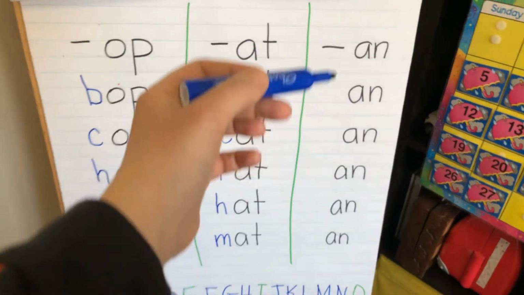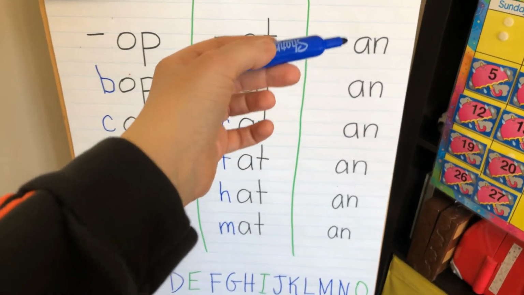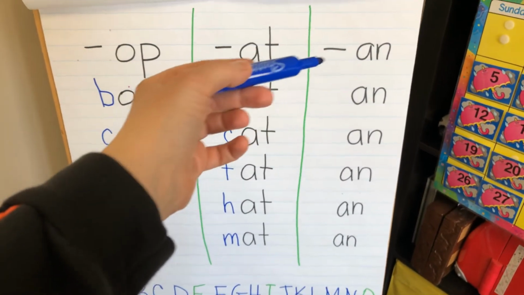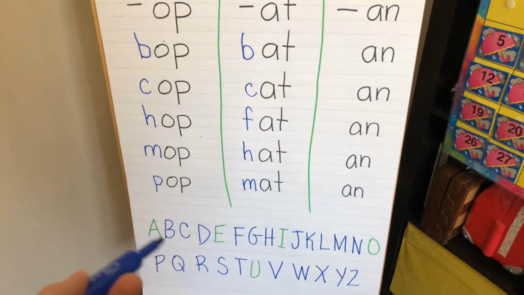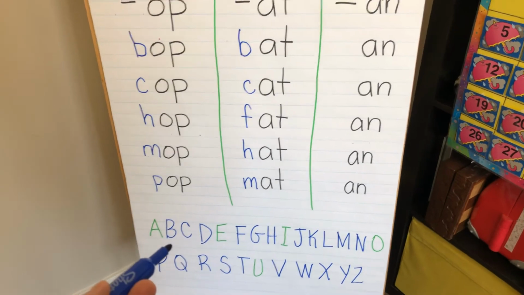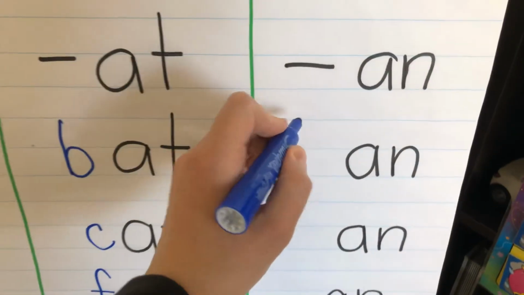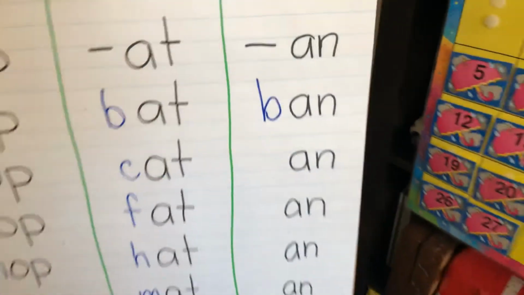Let's do our last column, which again is an. An is the ending part of the word an, and we're going to just change the first letters there, okay? So let's start again. You always start from the beginning. Start with a B. B-an, ban. Ban is a word. We're going to ban something.